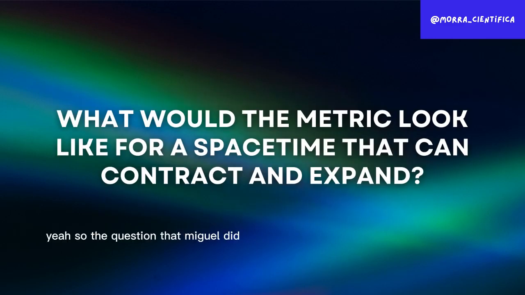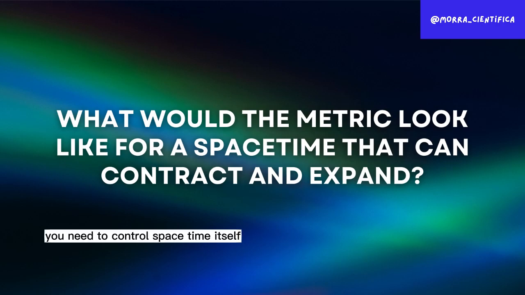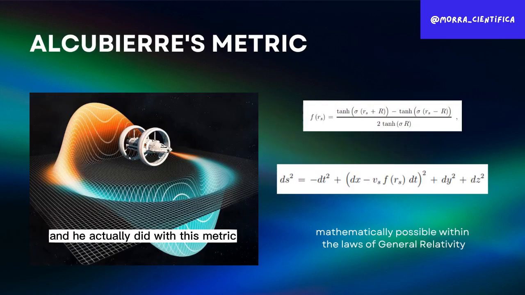Yeah, so the question that Miguel asked himself when he was thinking about Star Trek was, what would the metric look like for space-time that can contract and expand? His idea was amazing. You don't have to move the spaceship. You need to control space-time itself. And he actually did it with this metric, which looks a little bit like this.